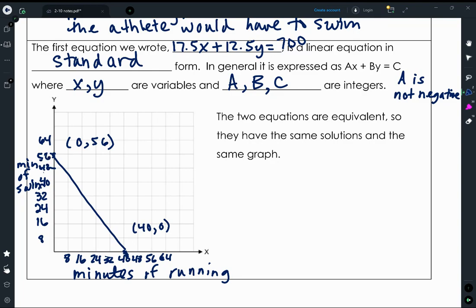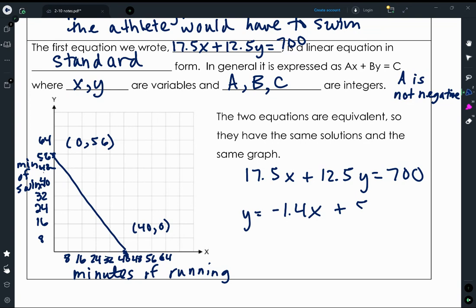56, 0. The two equations are equivalent, so the equations would have the same solutions and same graph. So by two equations that are equivalent, we mean the 17.5x plus 12.5y equals 700. That's how I just graphed it. But remember, we could also write y equals negative 1.4x plus 56.